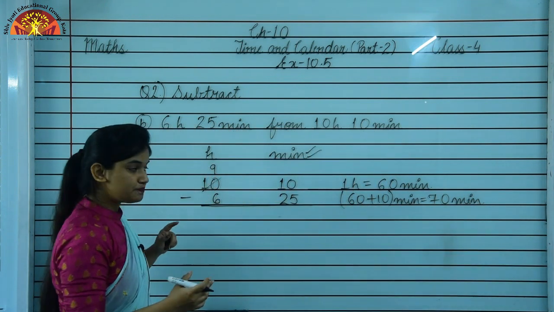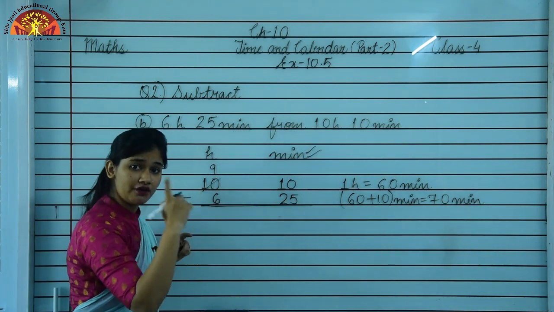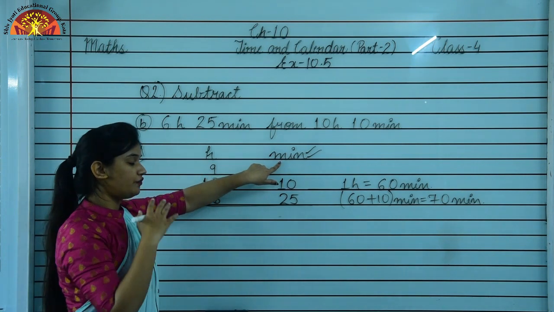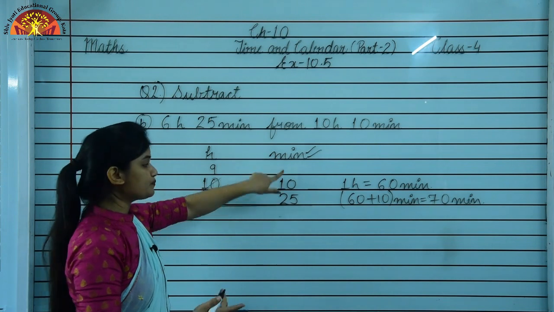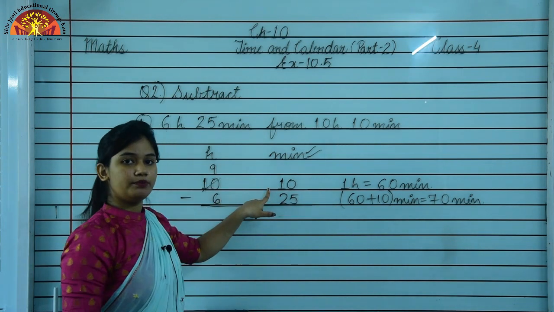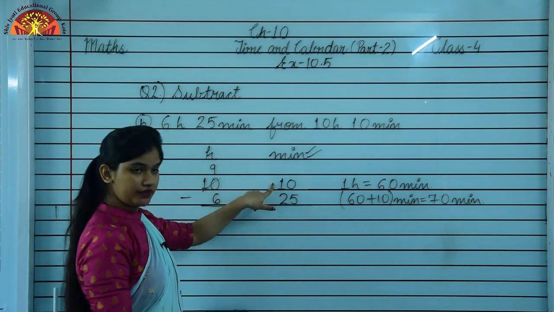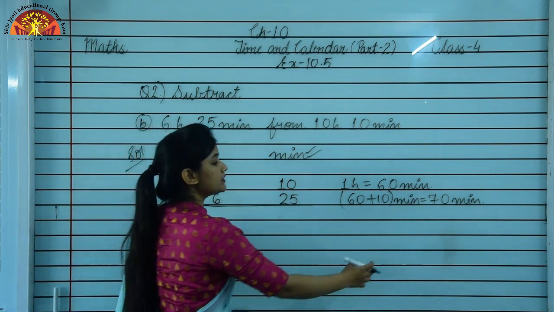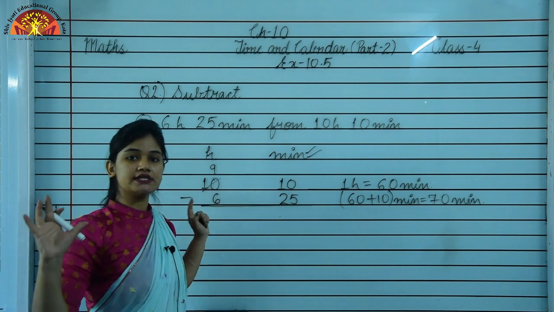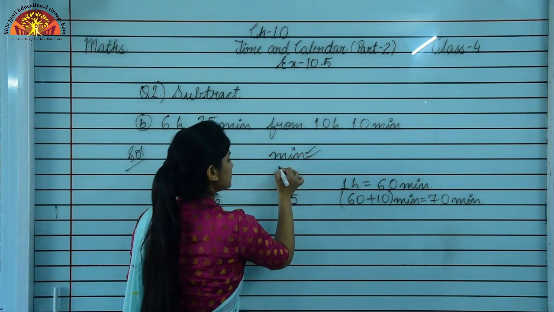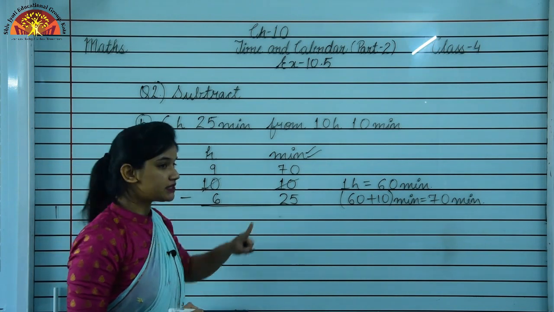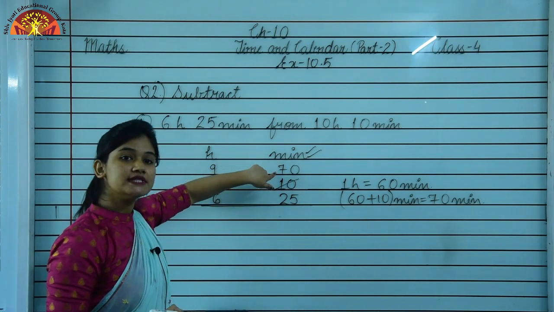What we have done here? हमने 1 borrow किया, 1 hour हमने borrow किया, but we have minutes this side. So 1 hour will be converted into minutes and it will be 60 minutes. We already have 10 minutes. So now this will be 70 minutes. Total minutes कितने हो गए हमारे पास? 70 minutes. So now students, we have to subtract 25 from 70.